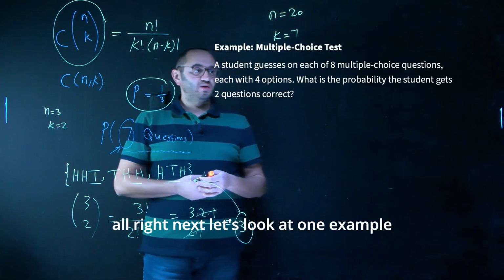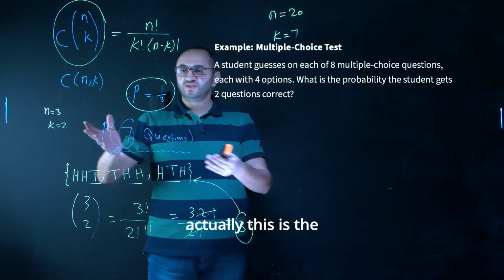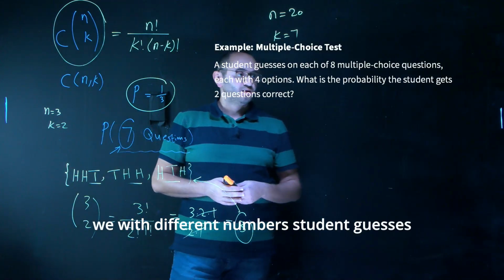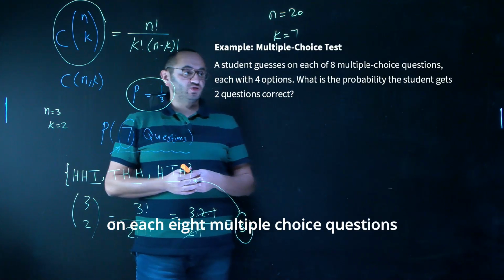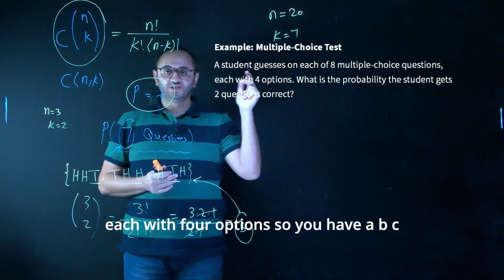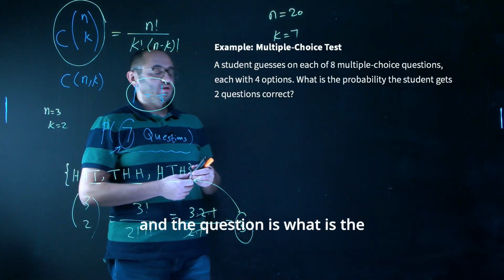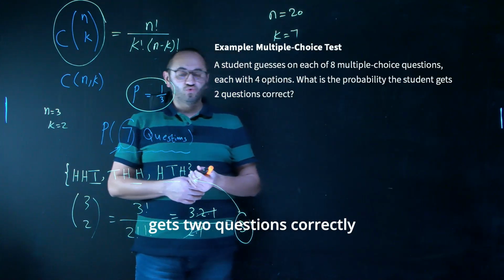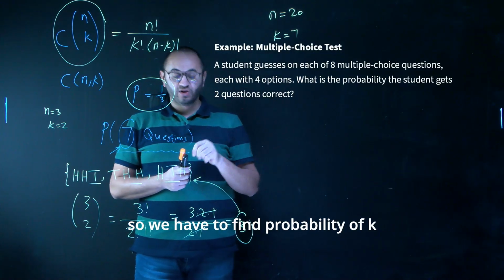All right, next, let's look at one example. Actually, this is the example that I mentioned, but with different numbers. A student guesses on each of 8 multiple choice questions, each with 4 options. So you have A, B, C, D, and there is only one correct answer. And the question is, what is the probability that the student gets 2 questions correctly? So we have to find the probability of k equals 2.